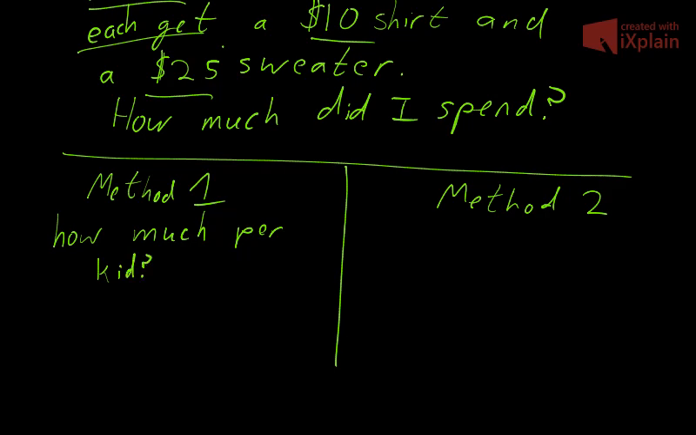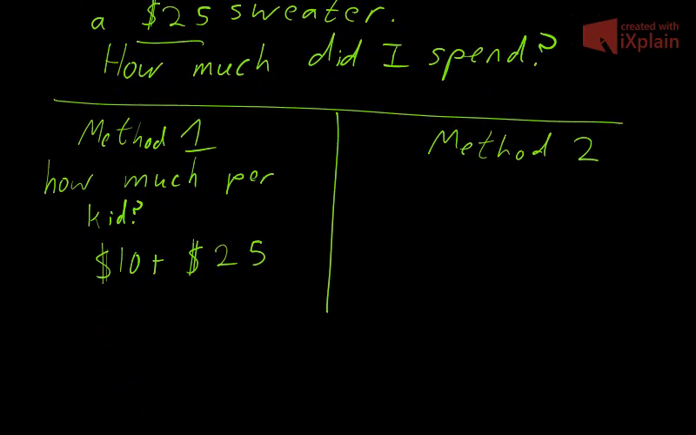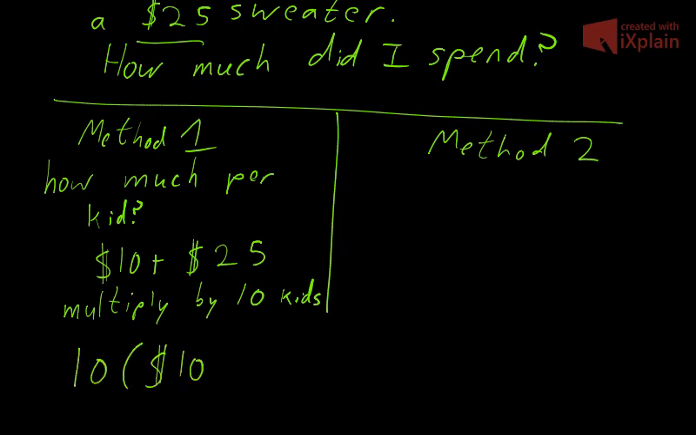To figure that out, each kid gets 10 plus 25. And then I multiply by the 10 kids, yes? Because each kid's getting one of those, I end up with 10 times 10 plus 25. And that's one way of getting my answer.